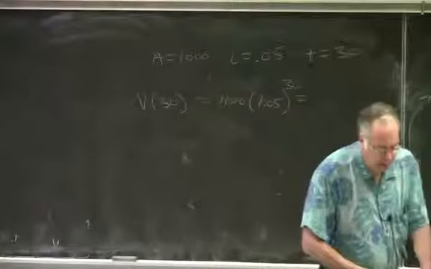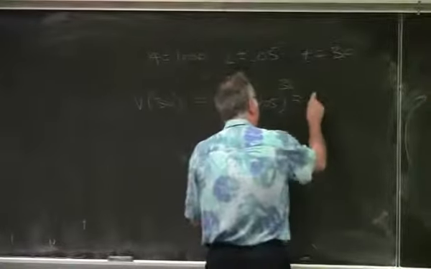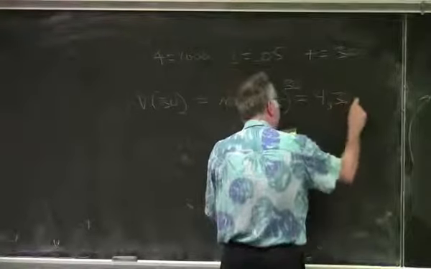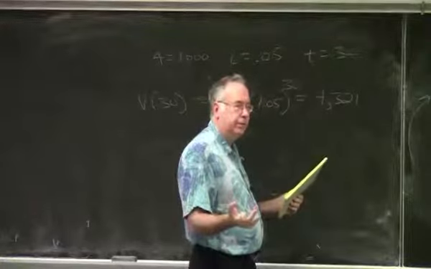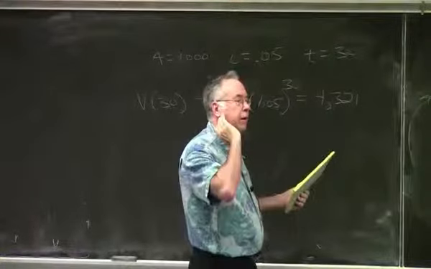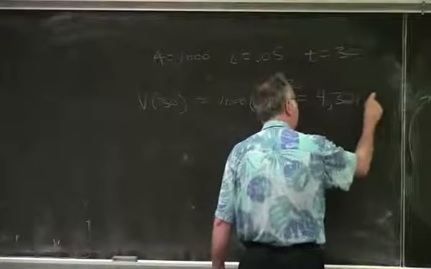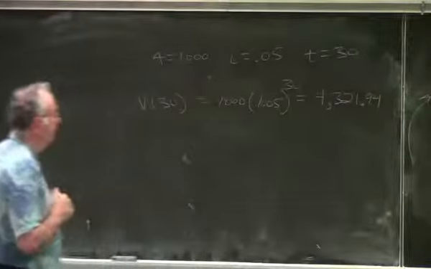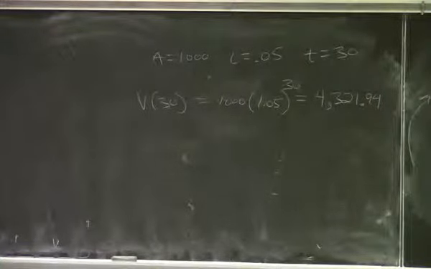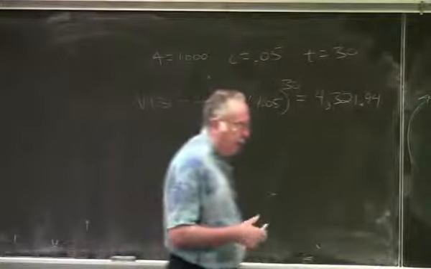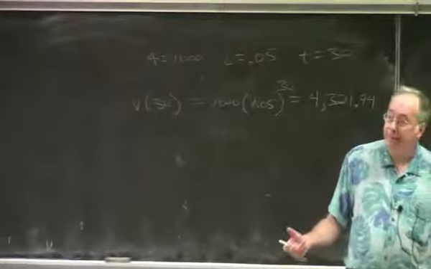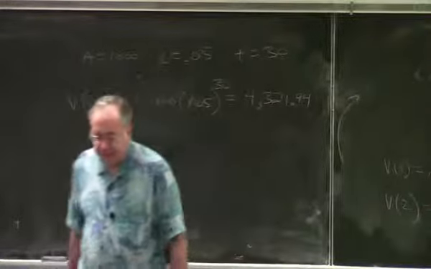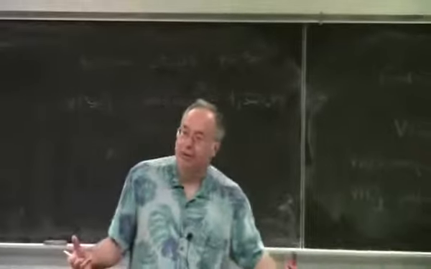And Sean, you got 4,321. Let's round it off to the nearest penny. Excellent. That's the same thing I got. Must be right. Okay. That shows the power of compound interest working. After 30 years, your $1,000 becomes worth more than 4 times as much. So the moral is you should start saving now for your retirement. The earlier you start, the more comfortable a retirement you will have.